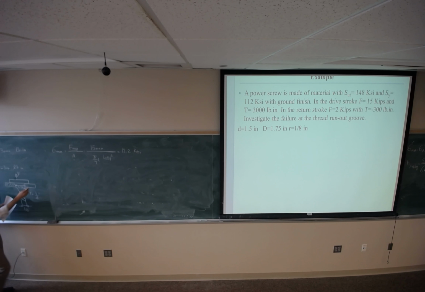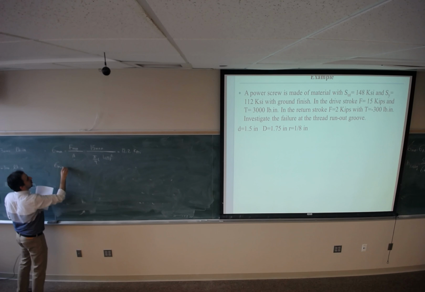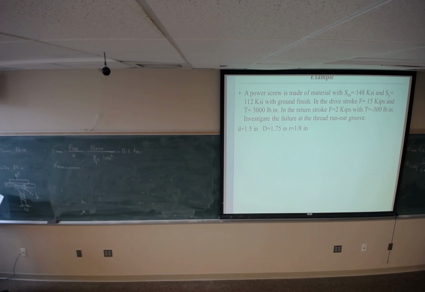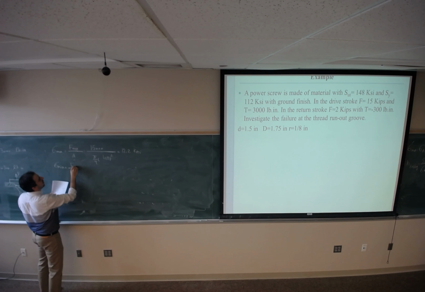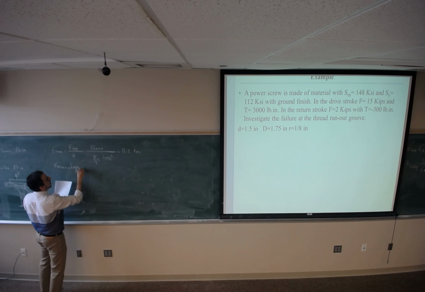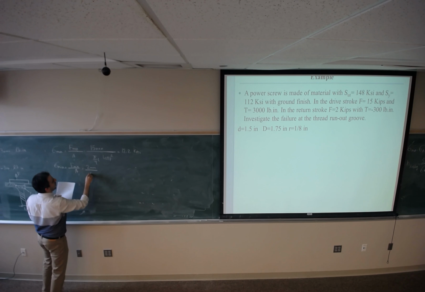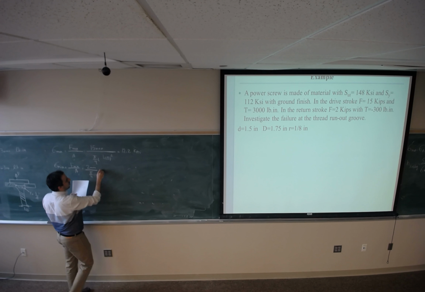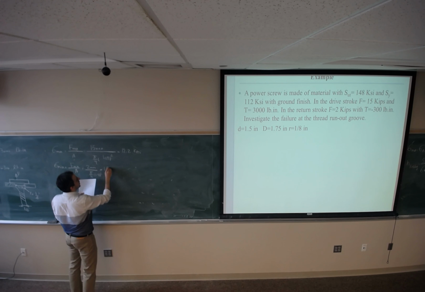Sigma mean, then we have F mean divided by A, 2000 divided by pi over 4, 1.25 squared. It's going to be 1.63 kpsi.